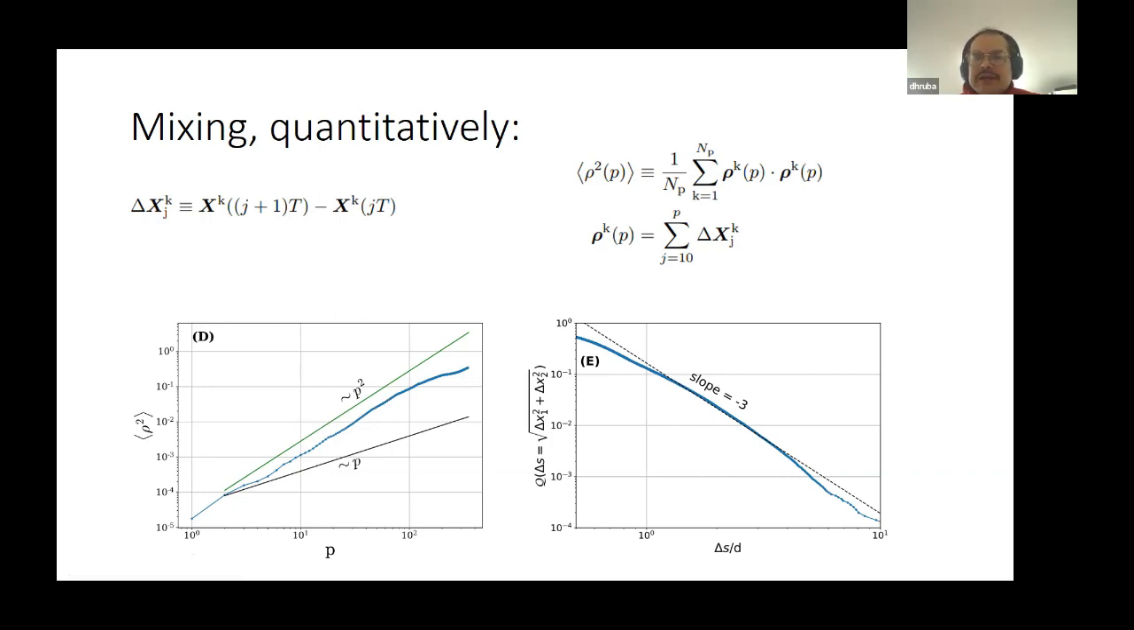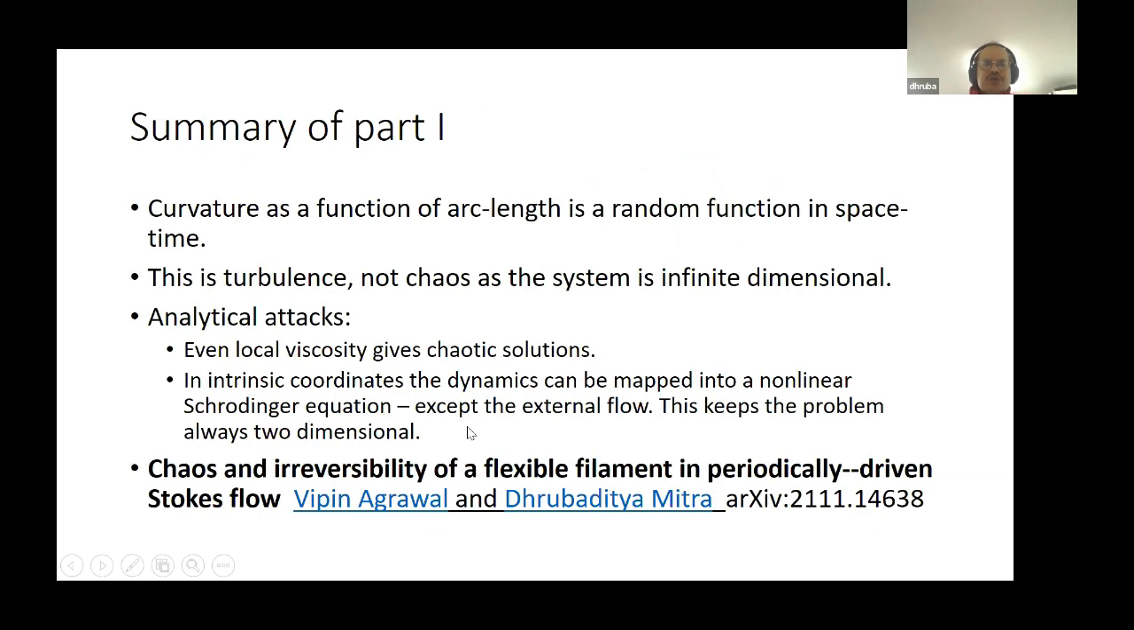And how does that happen? You may think that this is actually a Levy walk, but it is not. What we show is that there is no Levy-like behavior here. This curve we expect to go over to t at late times. To summarize, curvature as a function of arc length is a random function in space-time.